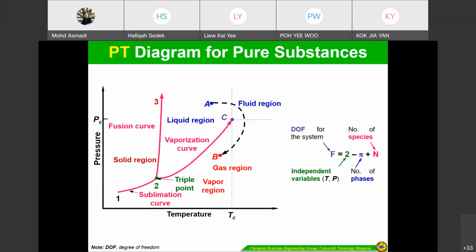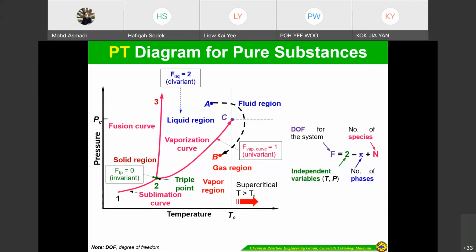So for the vapor, I think you are familiar with this. What we call the PT diagram of a substance. I think this diagram is for water, but the trend is similar with other components, whether it's methane or ethane. So if you look here, we have a solid region here. We have a solid region.